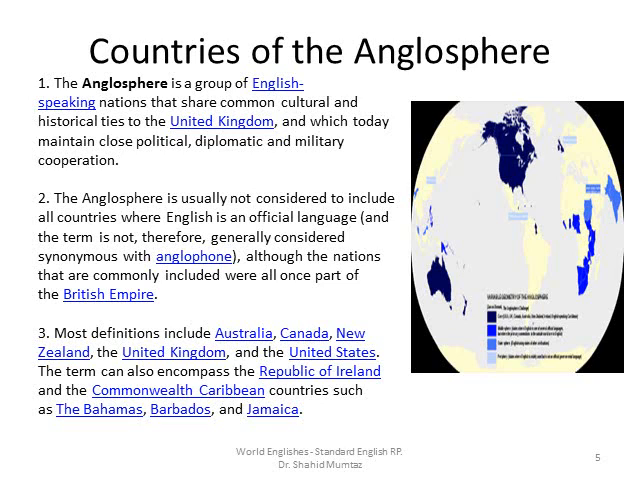Most definitions include these countries in the Anglosphere: Australia, Canada, New Zealand, United Kingdom, United States, Republic of Ireland, and some Commonwealth Caribbean countries such as the Bahamas, Barbados, Jamaica, and West Indies. So these are Anglosphere countries. Remember them when we hear Anglosphere in our coming slides.